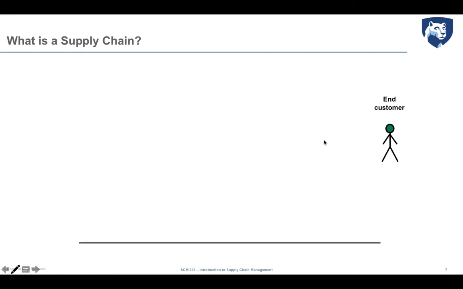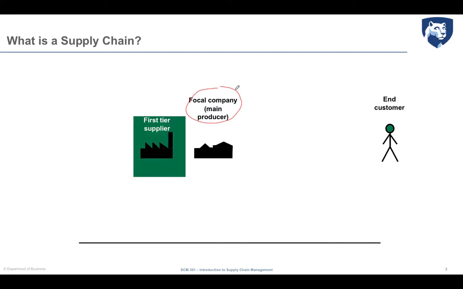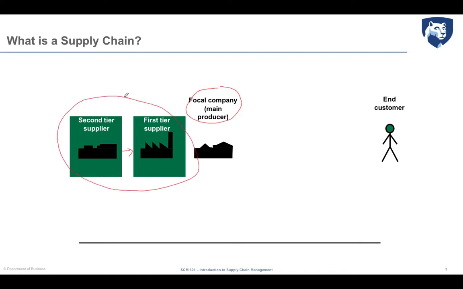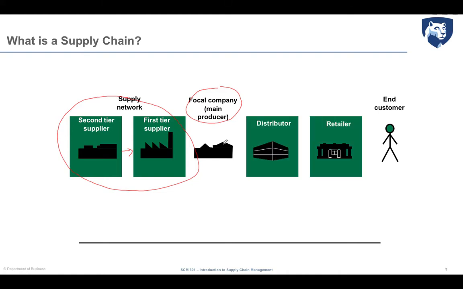More in detail, I have shown you the different components of the supply chain. We start with the end customer. The end customer is satisfied by something which is produced mainly by what is called the focal company, the main producer, that to produce needs first-tier suppliers and second-tier suppliers that are suppliers of the first-tier suppliers. The supply network, as it is called, gives the focal company all the material, components and services which are necessary to produce. Once produced, the company addresses distributors and retailers, which form the distribution system, in order to bring the final product to the end customer.